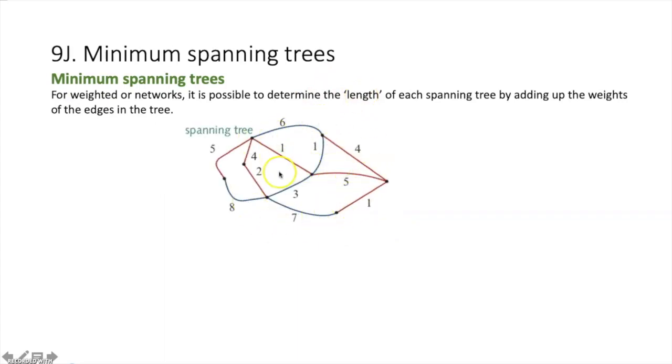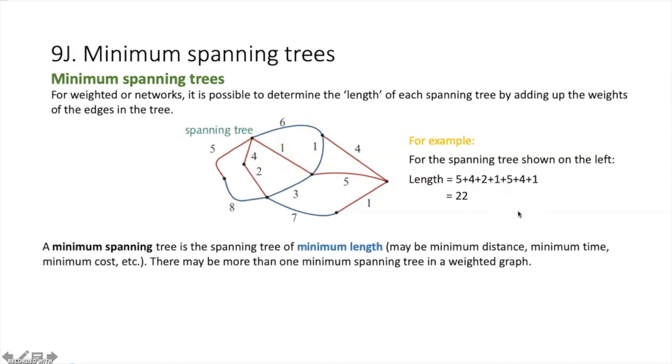For this spanning tree that we had before in this connected graph, to work out the length of the spanning tree, we're just basically adding up the numbers attached to the red edges, which will be 22. A minimum spanning tree is the spanning tree of minimum length, so maybe minimum distance, minimum time, or minimum cost. There may be more than one minimum spanning tree in a weighted graph.